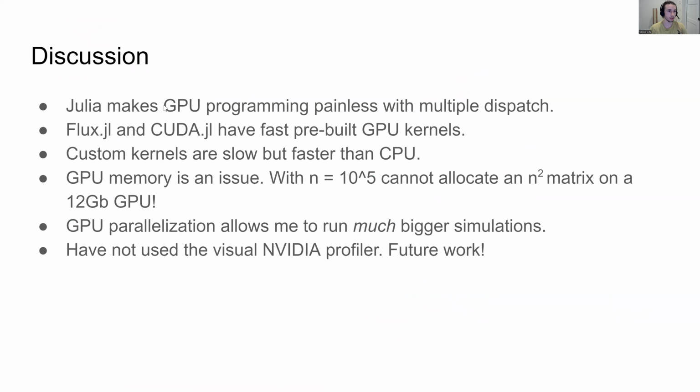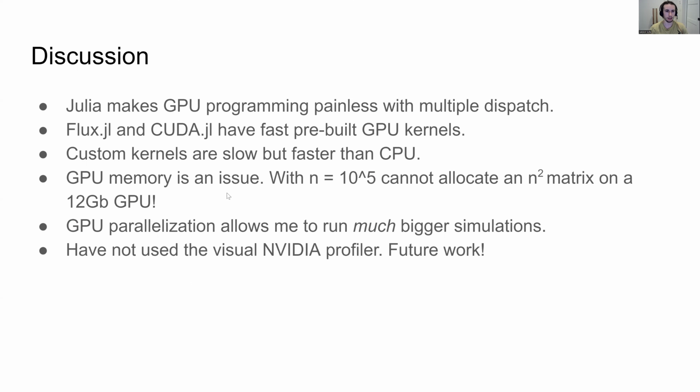So we come to the discussion. Julia makes GPU programming very nice, painless, using this idea of multiple dispatch. I already talked about that. Flux.jl and CUDA.jl have really fast prebuilt GPU kernels, which are hard to beat. Custom kernels tend to be slower, but still faster than CPU, so it's still worth it.